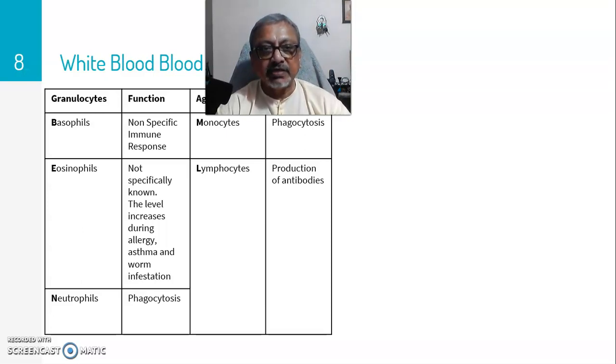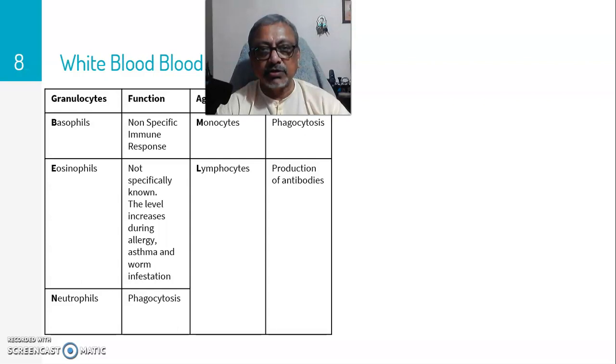Basophils are involved in the non-specific immune response. The function of the eosinophil is not specifically known, and the level increases during the time of allergy, asthma or worm infestation.